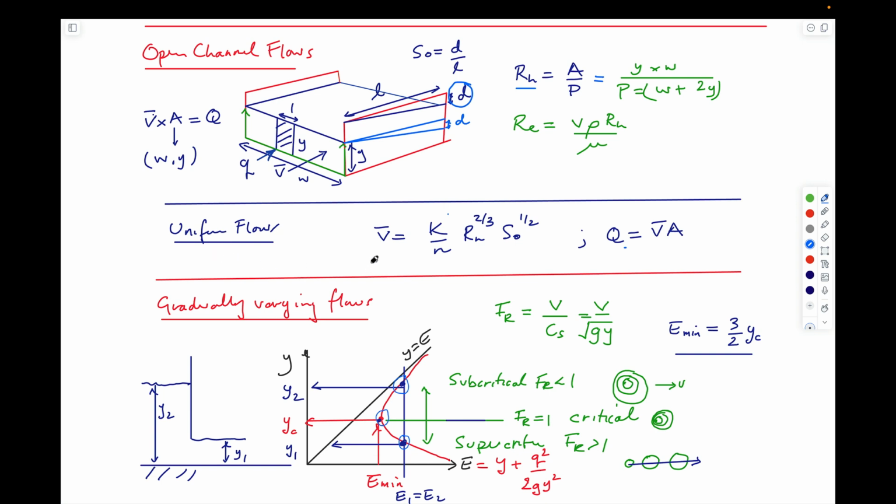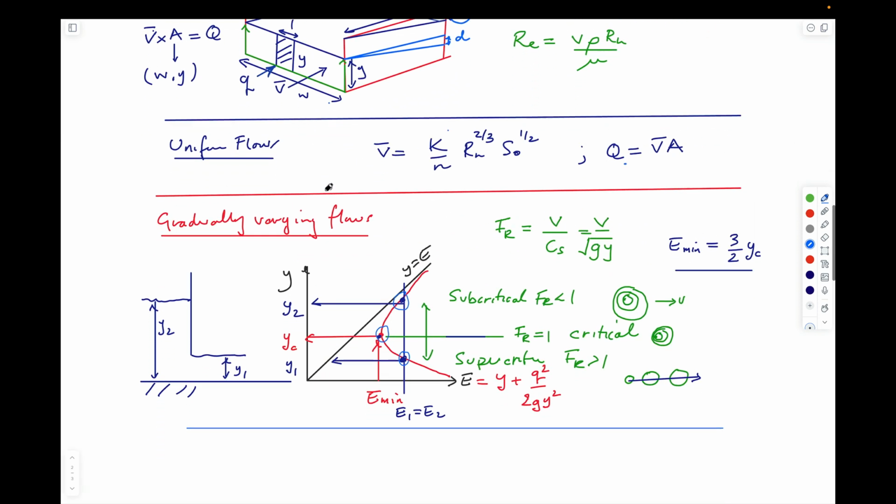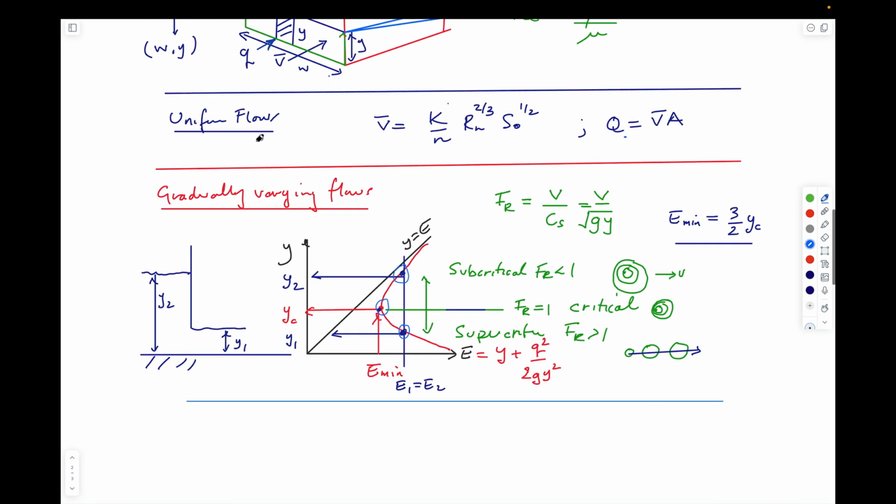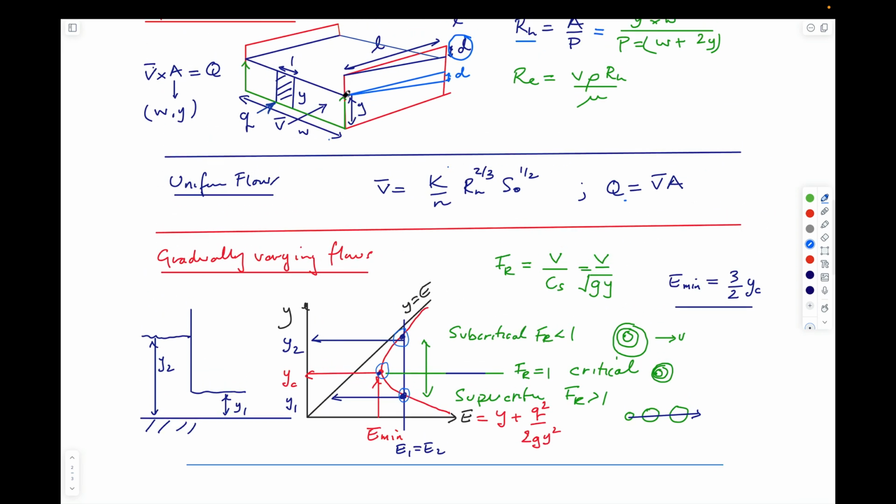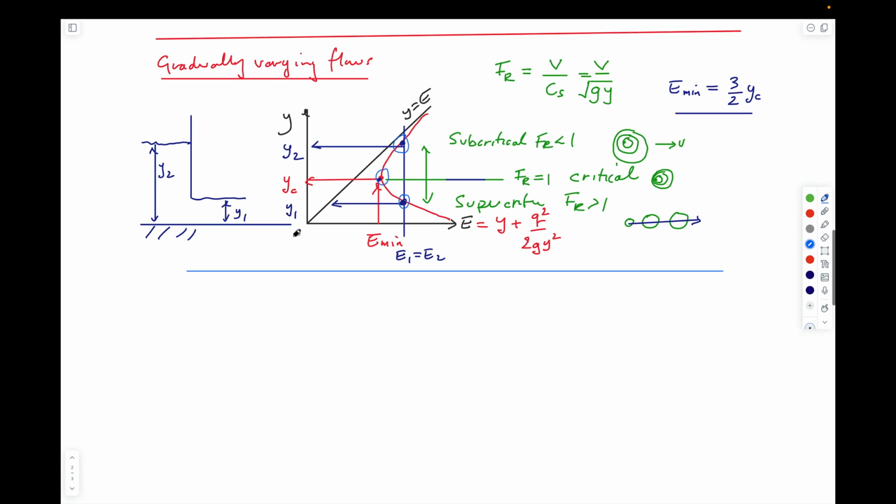And so if you need to calculate the average velocity, you can always do that from this. If you need to calculate the volumetric flow rate, you just multiply that by the area of cross-sectional flow. So these are for uniform flows. Uniform flows means that the gradient, the slope of the channel surface, is exactly the same as the bed. That's not the case for gradually varying flows.